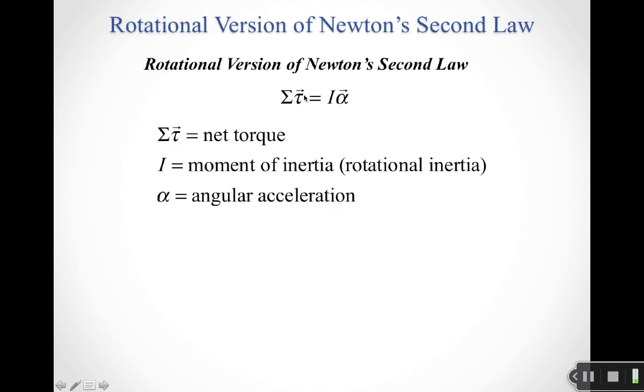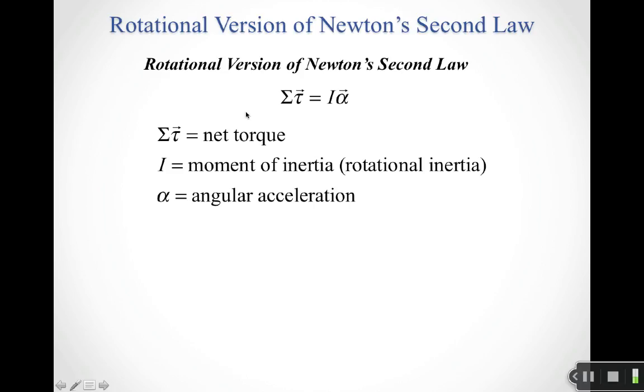And again, notice what we've got. We've still got a vector equation. We've got the net torque, right? The vector sum of all the torques acting on the object is equal to I, which goes by two names. It gets called the moment of inertia. It gets called the rotational inertia. Those two things mean exactly the same thing. And so the net torque is going to be equal to the moment of inertia times the angular acceleration.